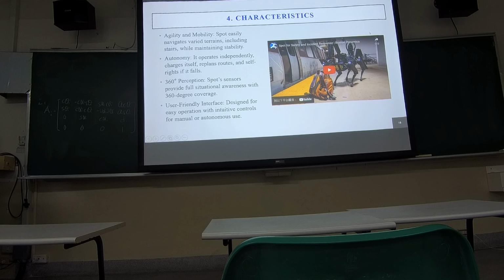The last one is the user-friendly interface. It is designed for easy operation with intuitive controls for manual or autonomous use.